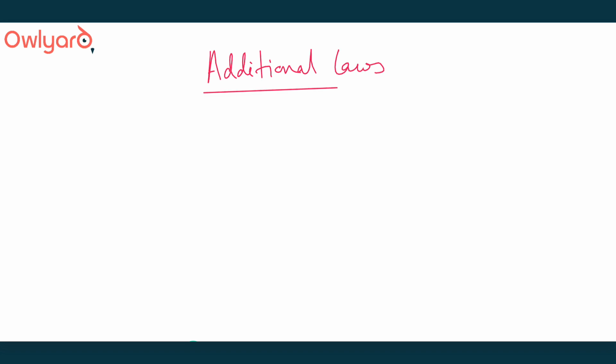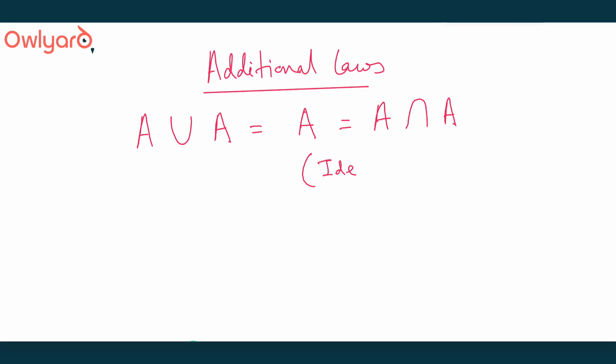Now I need to mention that there are some additional laws we have to be aware of for set theory that are not easy to connect with arithmetic operations. Let's say A is a set. Then A union A is A, right? And that is the same as A intersection A. Very intuitive, very obvious, but it is so important that it is often referred to as the idempotent law.